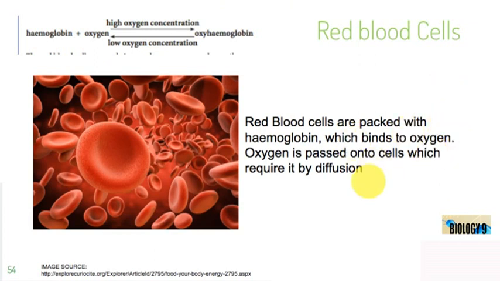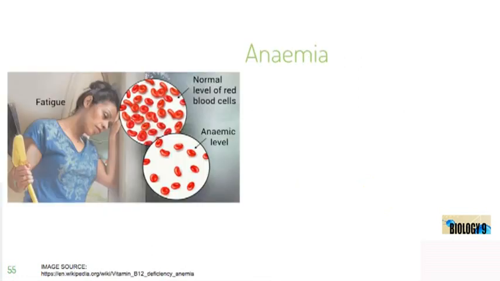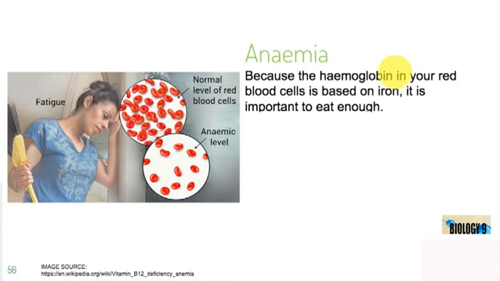Remember those mitochondria? Yeah, they need the red blood cells to unload the oxygen so that they can undergo their aerobic respiration. If your body is not getting enough of the oxygen, you can feel not that good, and this could be due to an illness known as anemia. Because the hemoglobin in your red blood cells is based on iron, you need to eat enough of it.